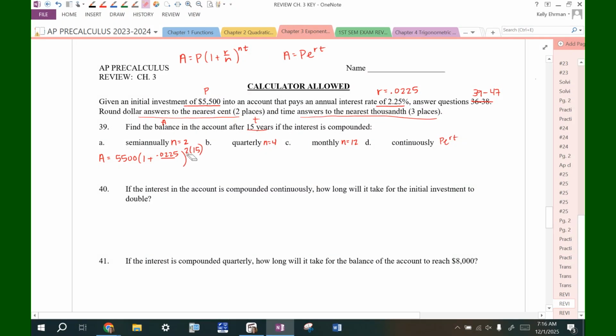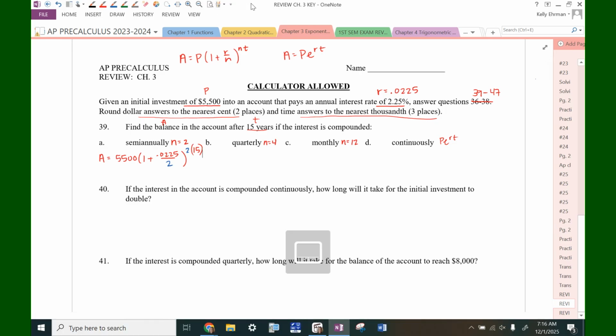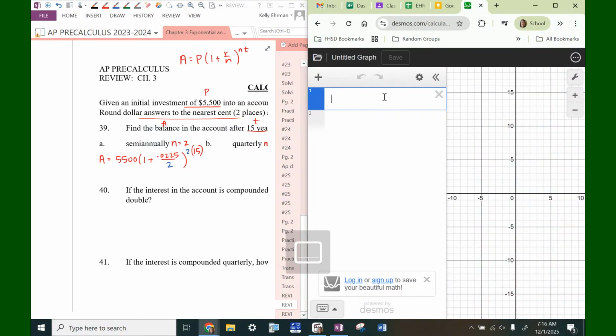Now, the only thing that we're going to change in parts A, B, and C is the number that goes in for N. So I want to do that in a different color. All right, so let me split screen over to Desmos here. So I'm just typing this in, 5,500 times 1 plus 0.0225 over 2 raised to the 2 times 15 power. Remember, if you type in 2 times 15 like that, it will keep dropping the multiplication out of the exponent, which is not what we want. So I like to just use parentheses up there.